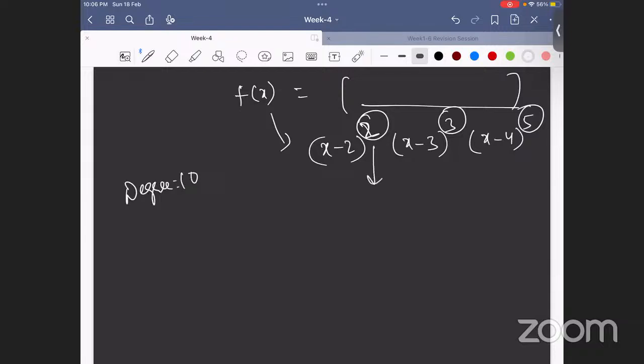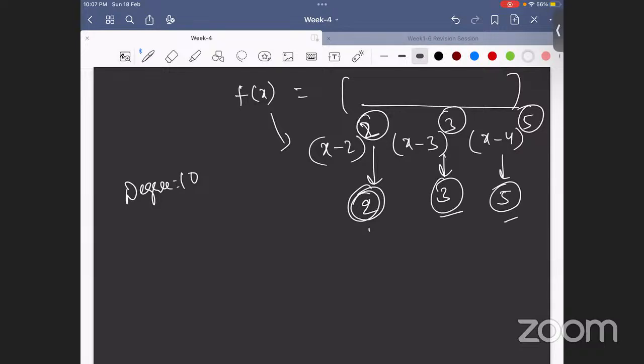But the multiplicity is different. They'll ask you what is the multiplicity of the root 2? It is 2. For 3 it is 3, and for 4 it is 5. Whenever you are plotting the curve, if you have an even number, you already know that this function will bounce back and will not cross the x-axis. If you have an odd number, it will cross. So what's the confusion till now? You said it right: if it's even, it will bounce back, and if it's odd, it will cross the x-axis.